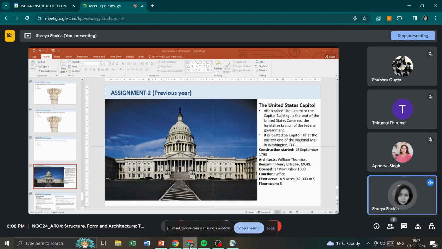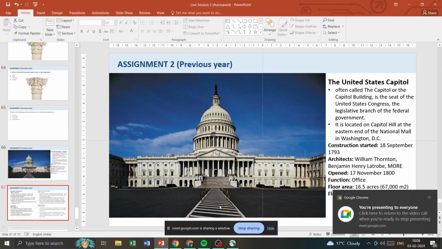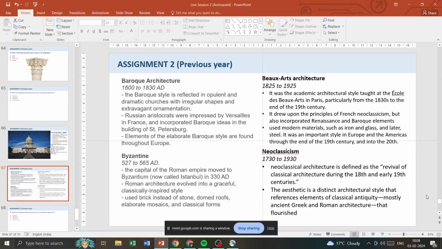The construction started on 18 September 1793. The architects were William Thornton and Benjamin Henry Latrobe. It was opened in 1800. The function is office type. The floor area is 16.5 acres and the floor count is 5. So I'll quickly also go through the terms of the architectural eras. They are Baroque, Beaux Arts, Neoclassicism and Byzantine.